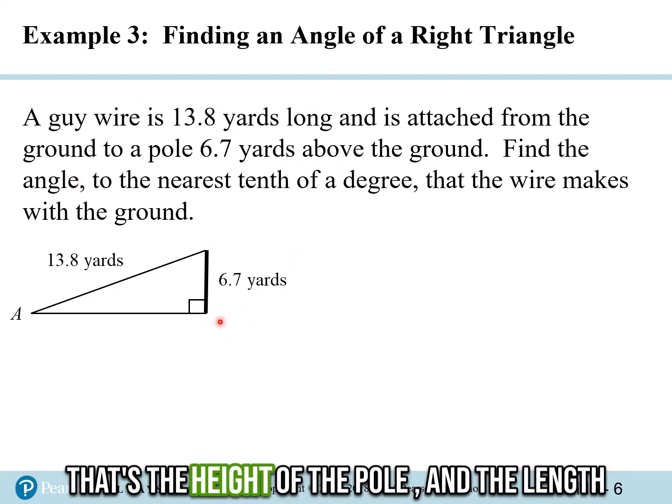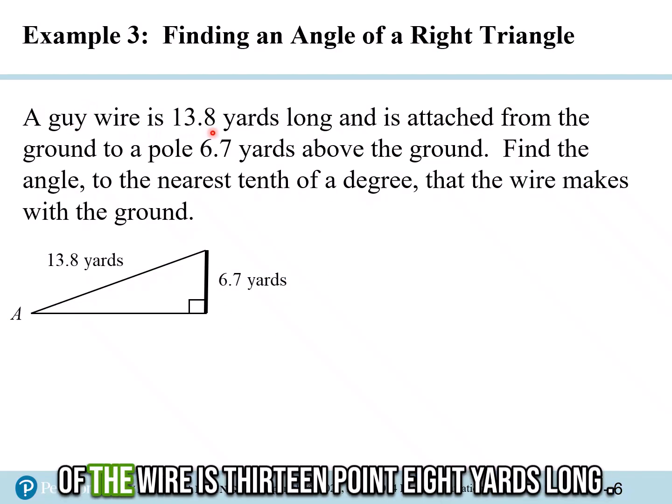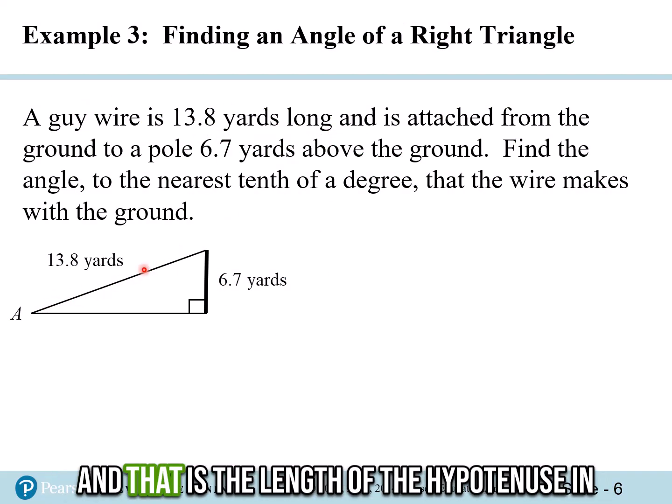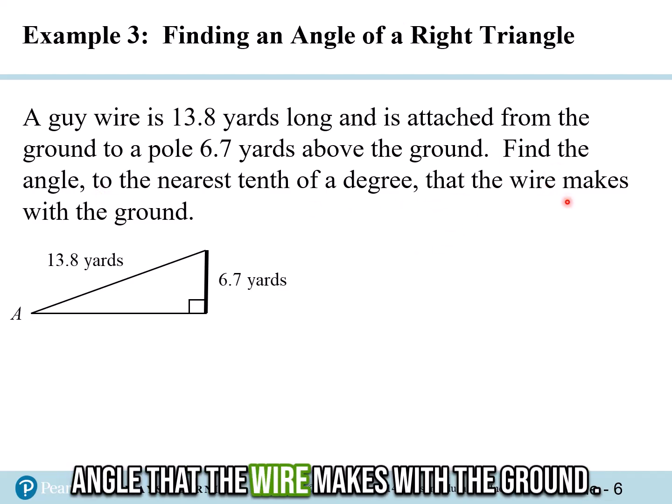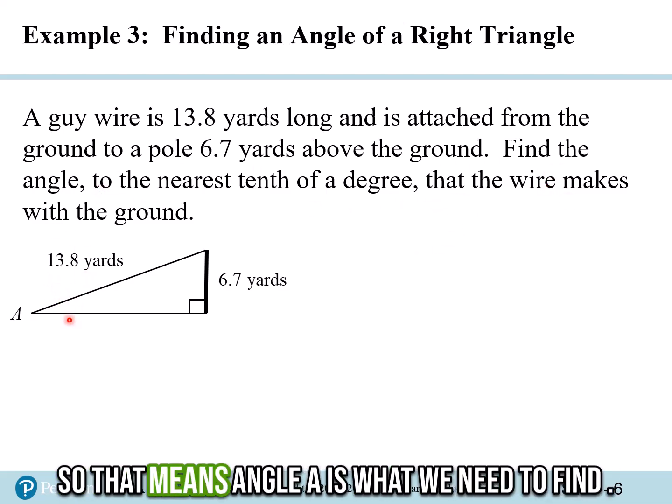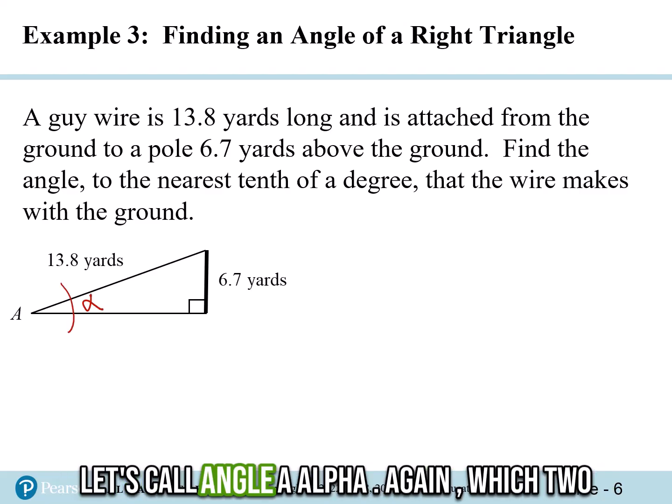So that's the height of the pole, and the length of the wire is 13.8 yards long, and that is the length of the hypotenuse in this right triangle figure. We have to find the angle that the wire makes with the ground. So that means angle A is what we need to find. Let's call angle A alpha.